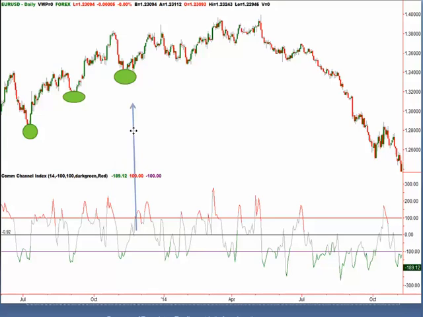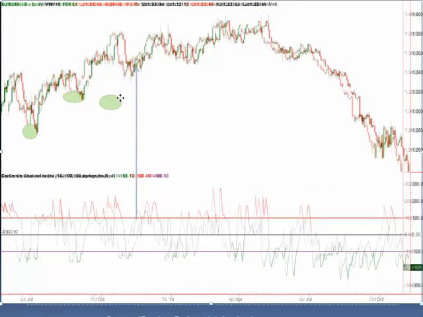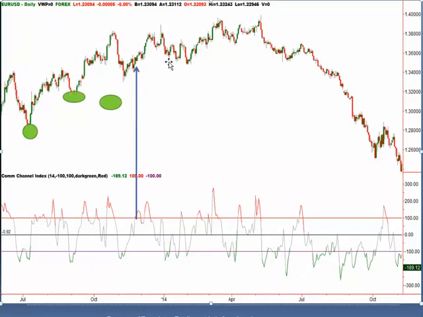So if we look at this move here, as we can see, the market was trending up, and then it had a pullback. Okay, and also the indicator pulled back. Now, when the indicator line goes above 100, we get long, and this is where it went above 100, and this should have been your entry point to get long.